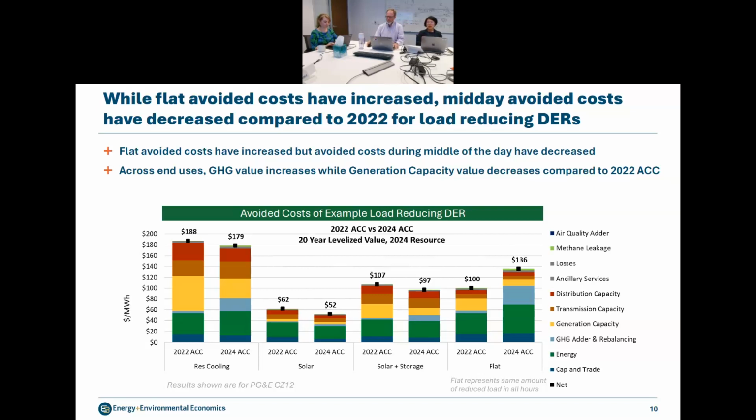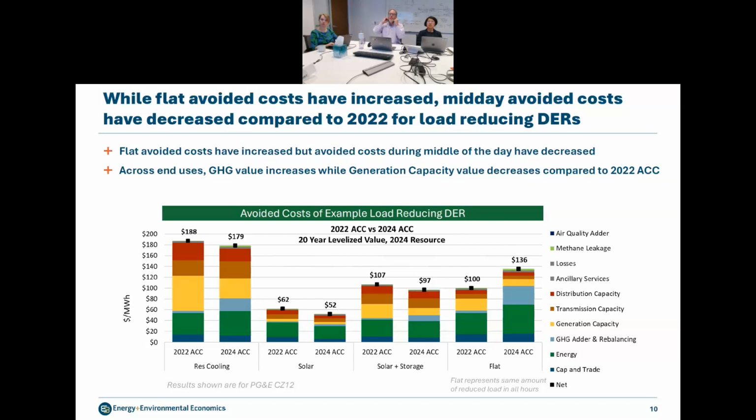So as I was saying, for the load reducing DERs that generate during the middle of the day, we see that the avoided costs have slightly decreased. But if we plug in a DER that reduces load during the middle of the night or early mornings, we would expect that the avoided cost of those DERs would increase, similar to the flat version, as illustrated in the flat version.